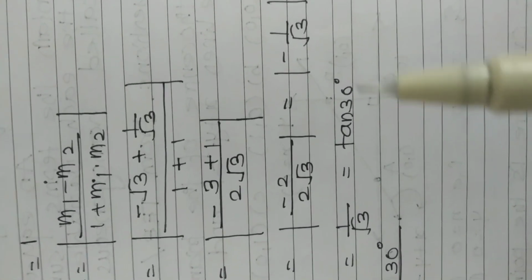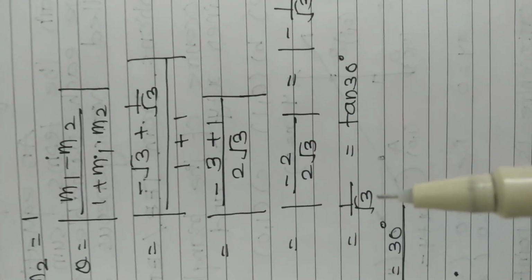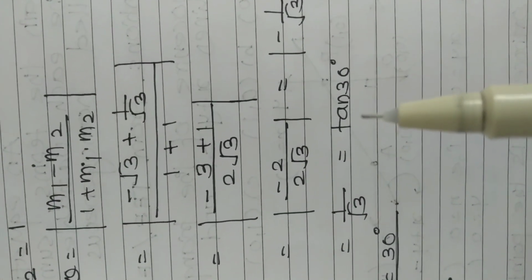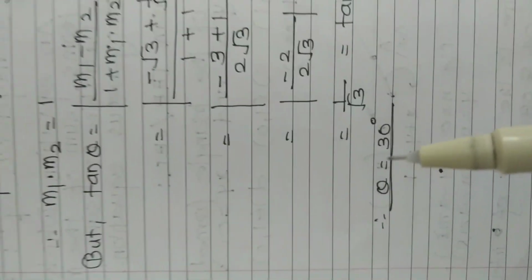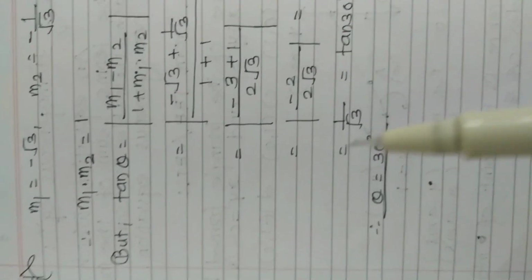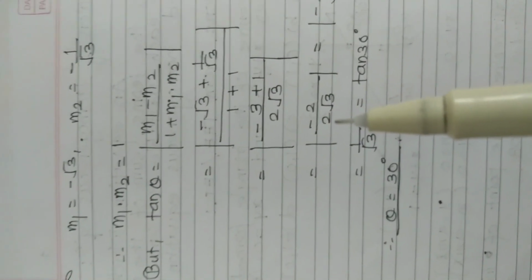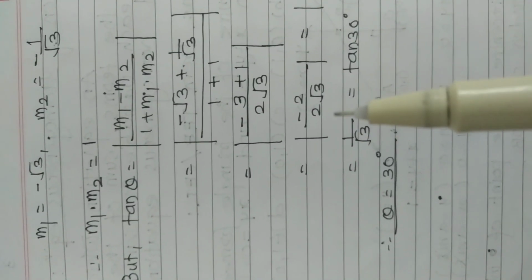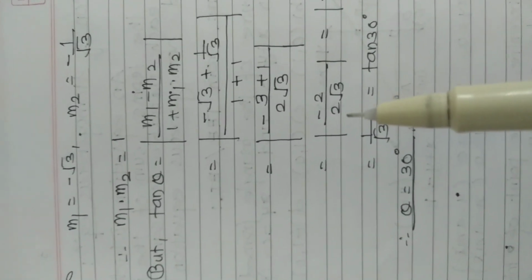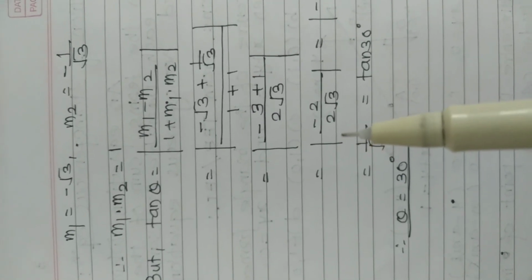For the acute angle, that means taking the mod, it is 1 upon root 3. So 1 upon root 3 is nothing but tan 30. Therefore theta equals 30 degrees. These types of problems, once again, we have to consider in the case of JEE and CET. In the next section, we will consider the important theorem, that means the converse of the first theorem.